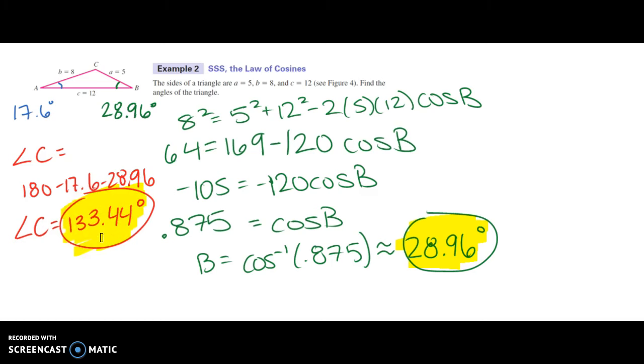So when you're solving for a side, you can throw that whole right side in your calculator. When you're solving for an angle, you will have to subtract over and divide and then take the inverse.